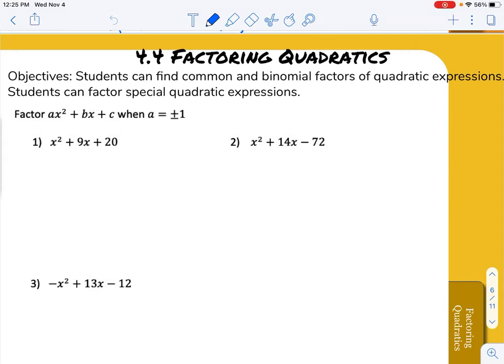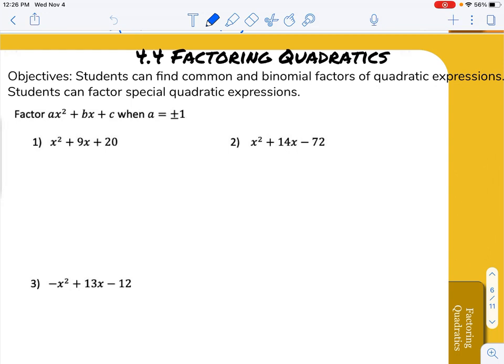Hello, today we are going to cover 4.4 Factoring Quadratics Part 1. You guys will be able to find common and binomial factors of quadratic expressions and factor special quadratic expressions.